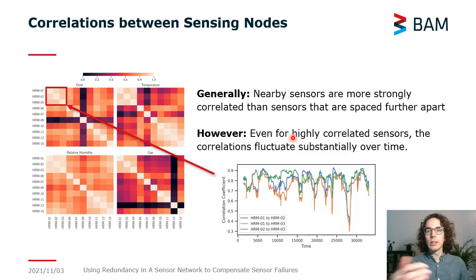However, when we look at the rolling correlation, so here we have a rolling correlation over a window length of 1 day, we see that even highly correlated sensors like these three here fluctuate substantially over time. And this indicates that there are spatially very limited events in this area that would result in non-detection if we sparse out the sensor network in this area here.